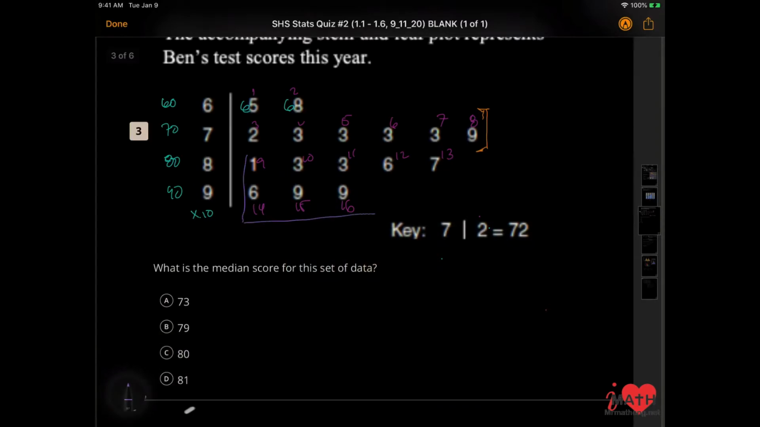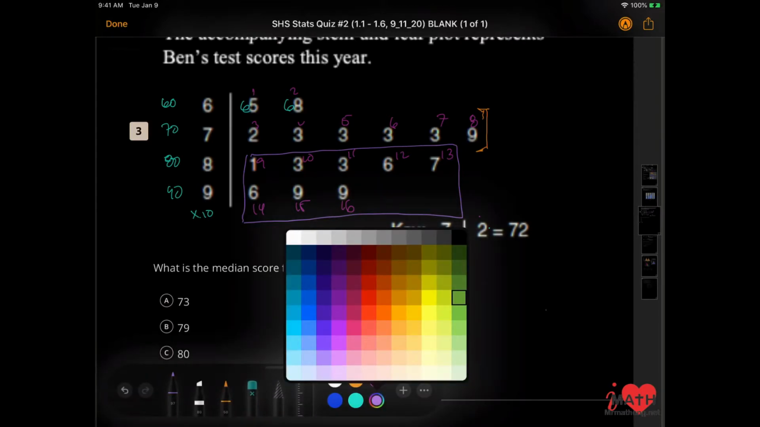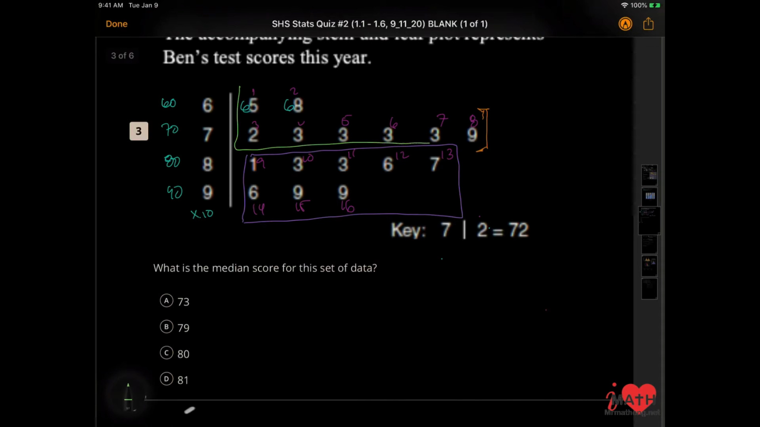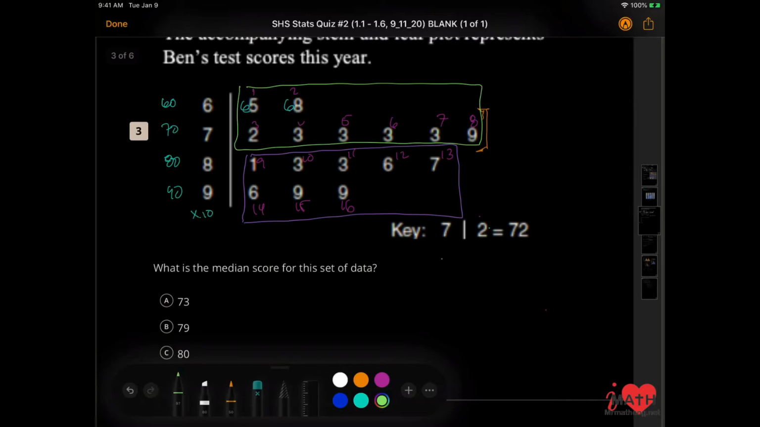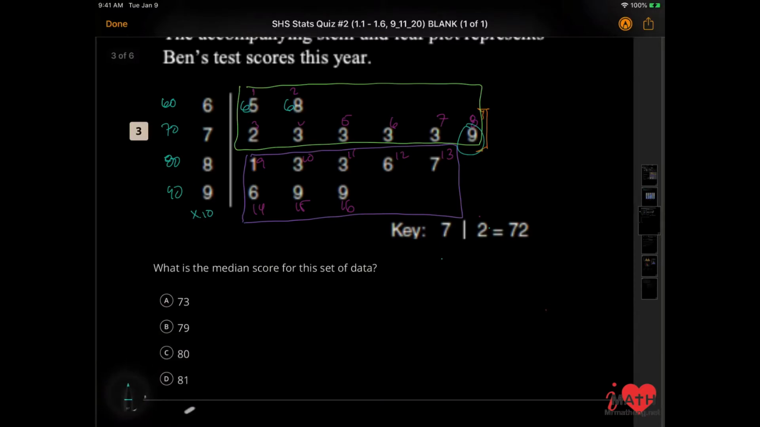Those are 8 numbers there and 8 numbers above. So we need the average between the 8th and 9th numbers. So that would be 79 plus 81. If you add those together, you will get 160, divided by 2, which is 80. 80 is the median score. C is your correct answer.